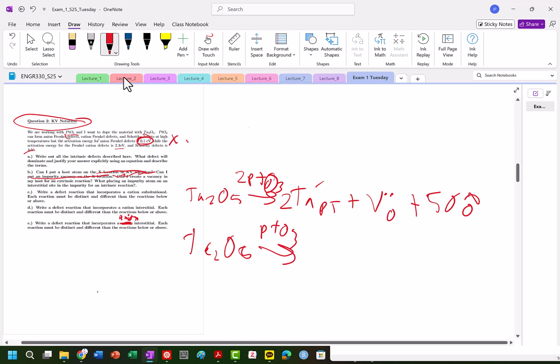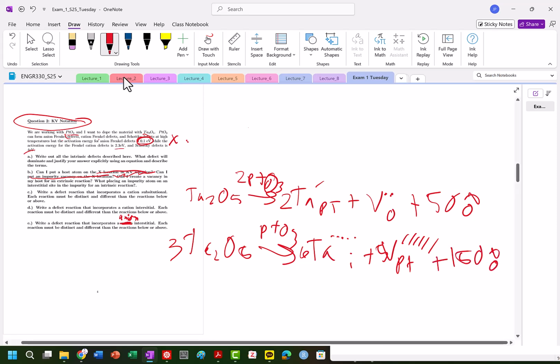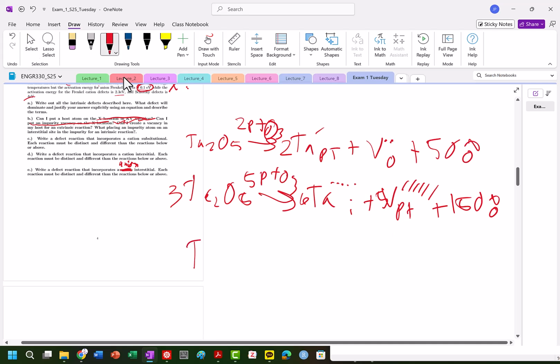PbTiO3. We need a cation interstitial, so we need Ta 1, 2, 3, 4, 5 interstitial plus a vacancy in Ti. So that's 1, 2, 3, 4, 5, 6. So I need this to be 5, I need this to be 6, so that's a 3 plus 15 oxygen, O_O^x. Good. 6 Ta, Ti. How many Ti? We have 5, and then we need 15 there. Good.